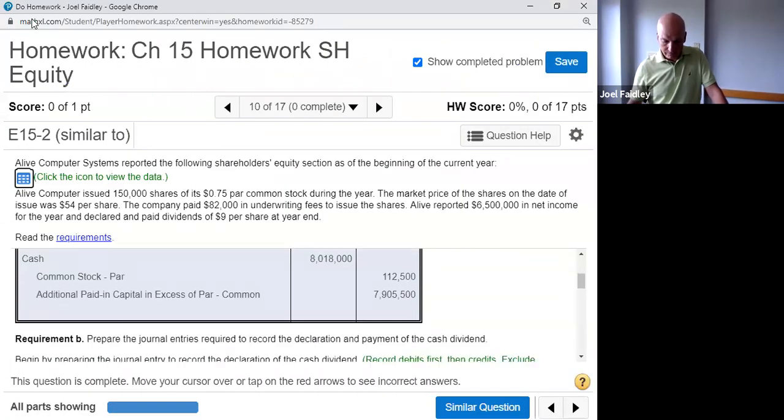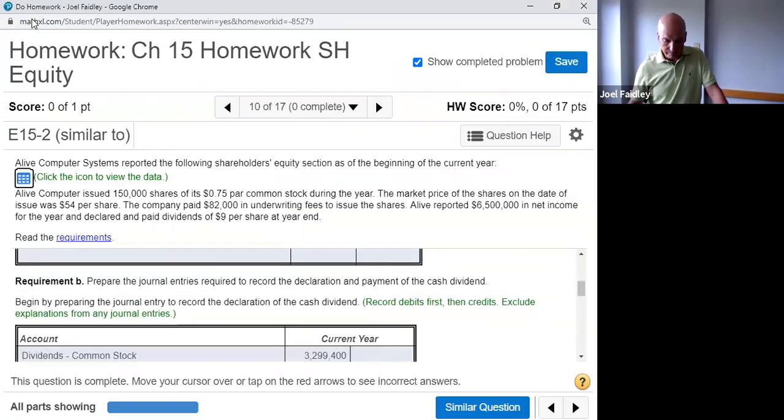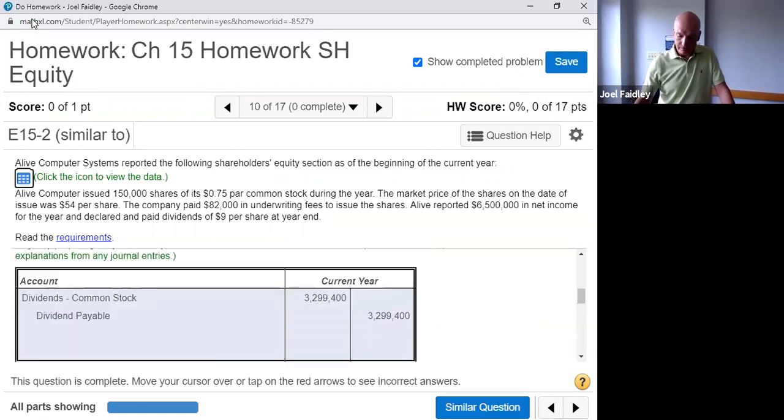What's the next question? So we just posted that. So what's the next question? Declaration of payment of cash dividend. So the cash dividend is going to be based on adding those two numbers together, which is number of shares. That's 366,600 shares.